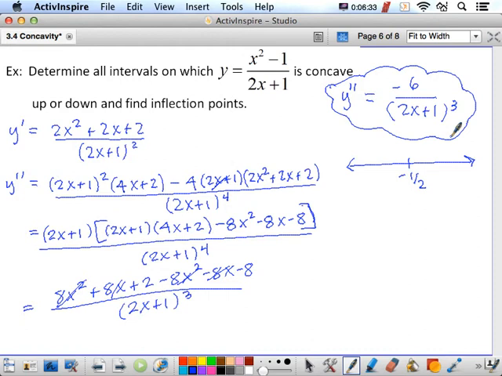What'd you guys get? Positive and then negative. Positive here, and then you guys said you got a negative there? Yes. Okay, so it is concave up from -infinity to -1/2, and it appears to be concave down from 1/2 to infinity.